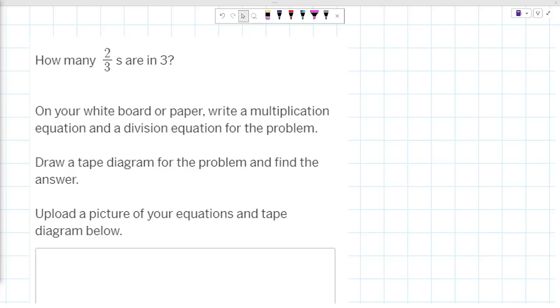It says, how many 2/3 are in 3? On your whiteboard or paper, write a multiplication equation and a division equation for the problem. So let's go ahead and do that first.